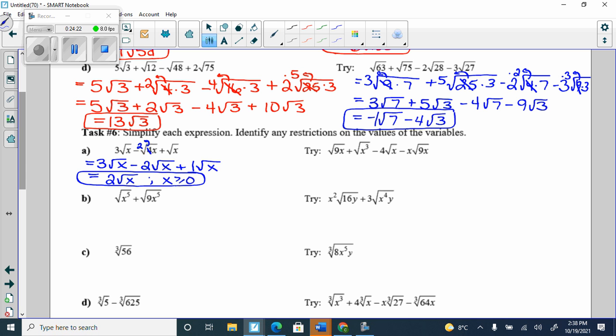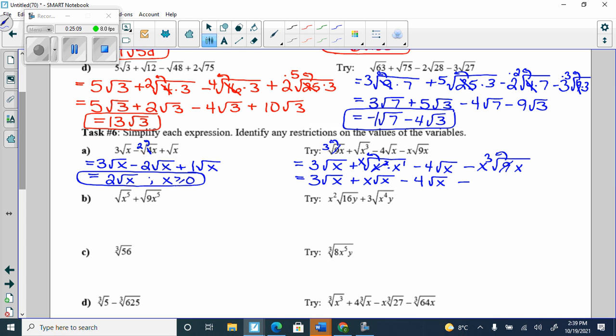Let's look at the tries. So 9x, I can actually take the 9 out and it becomes a 3. So we get 3 root x. And then the x cubed breaks down into an x squared times x to the 1, and the x squared comes out as an x. Minus 4 root x stays. Minus x root 9x, the 9 can come out as a 3. So we're left with 3 root x plus x root x minus 4 root x minus, now the x in the 3 is not cubed, it's x times 3, so I get 3x root x.